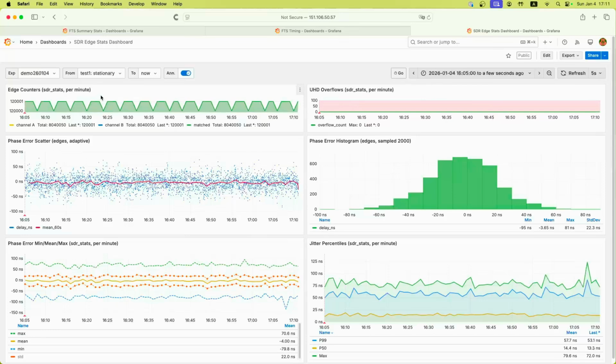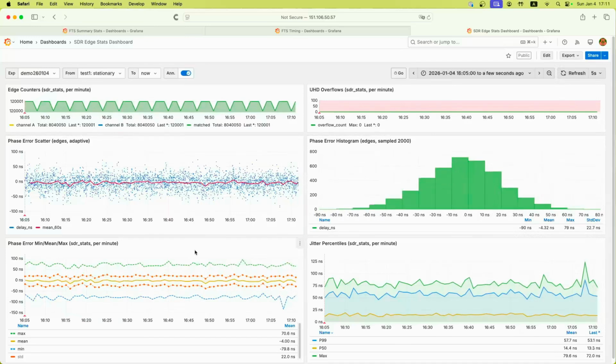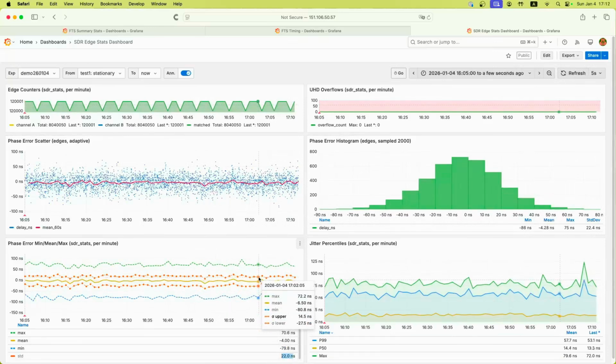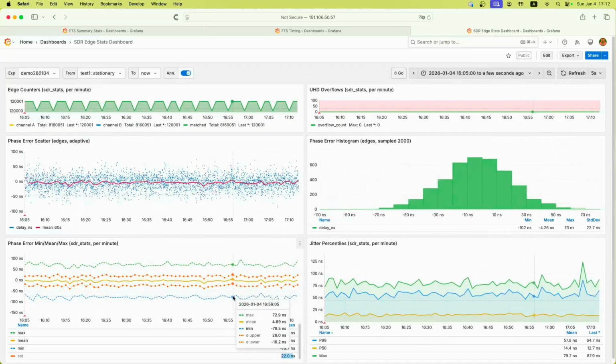The plot on the top left shows 120,000 pairs of pulses are captured every minute. The histogram on the right shows distribution of these relative delays. The two plots at the bottom of the screen show few other metrics calculated over a 1-minute window. Mean value is yellow. The standard deviation, also known as RMS jitter, is rendered as 2 orange lines. Green and blue lines are absolute mean and max phase errors.